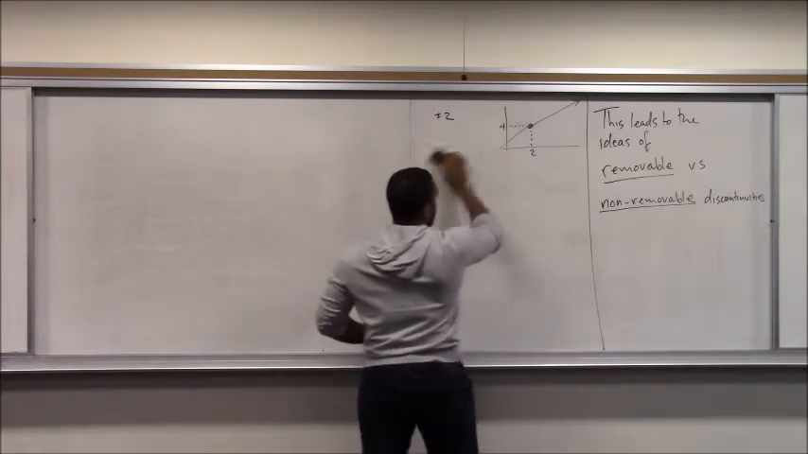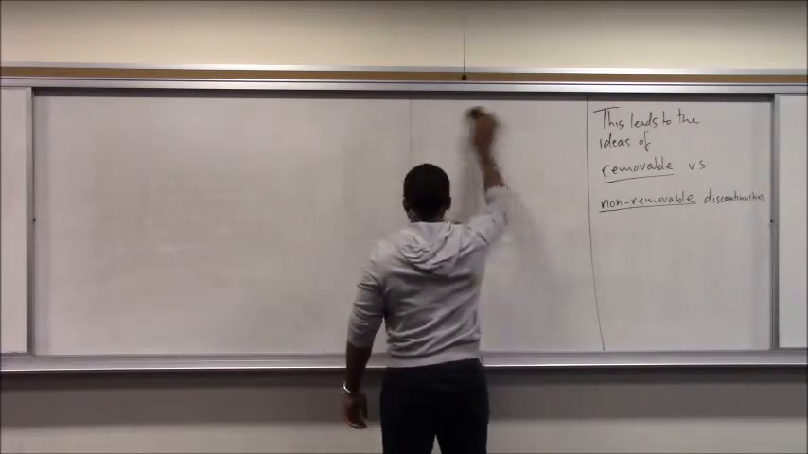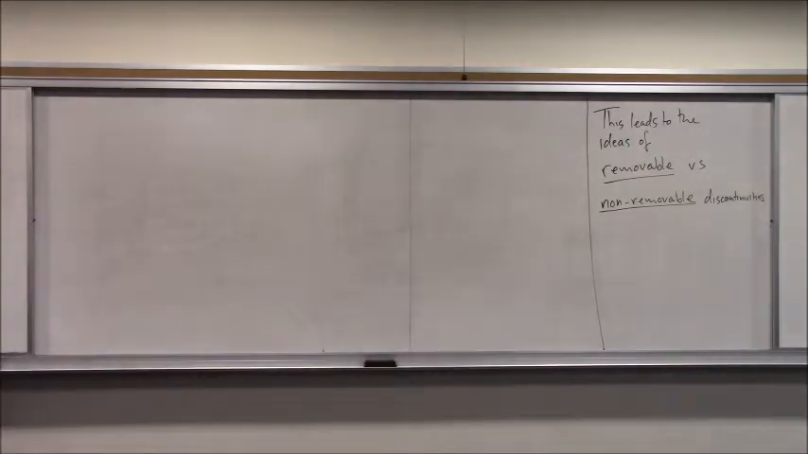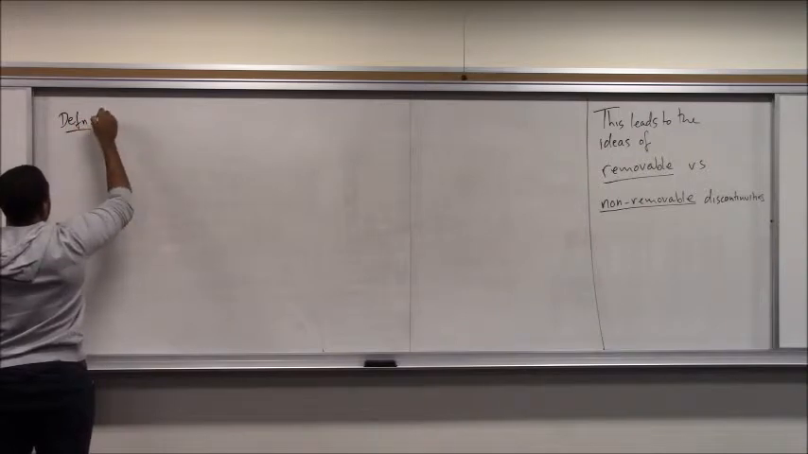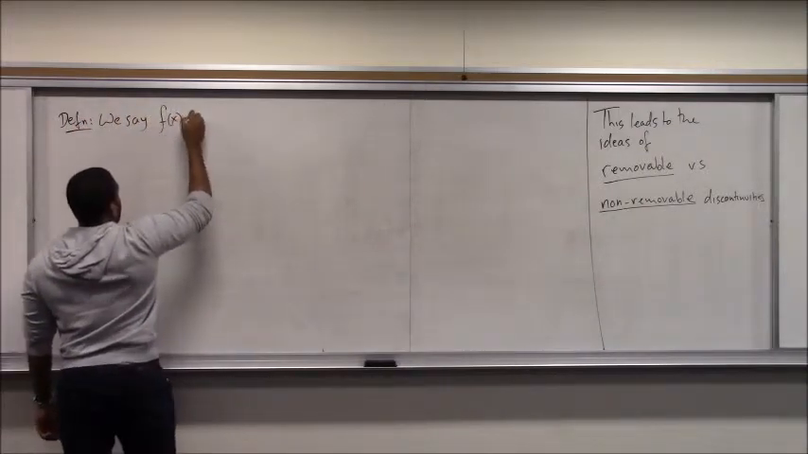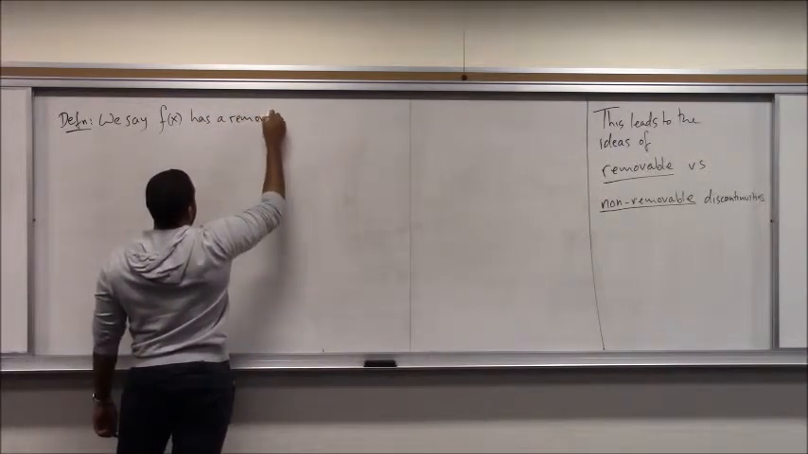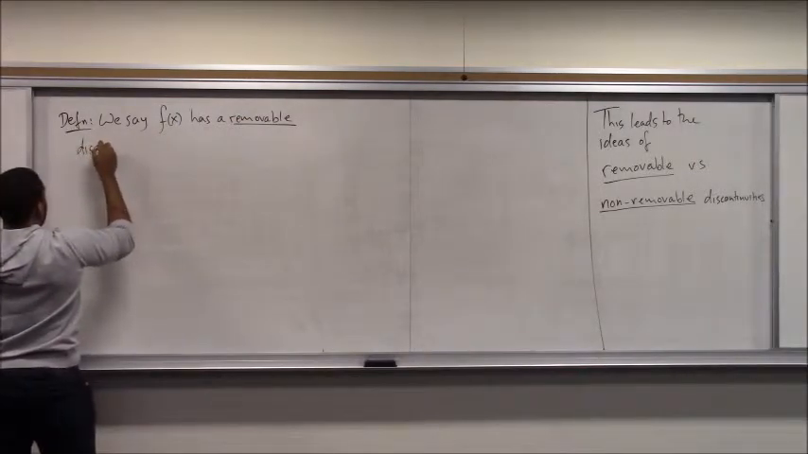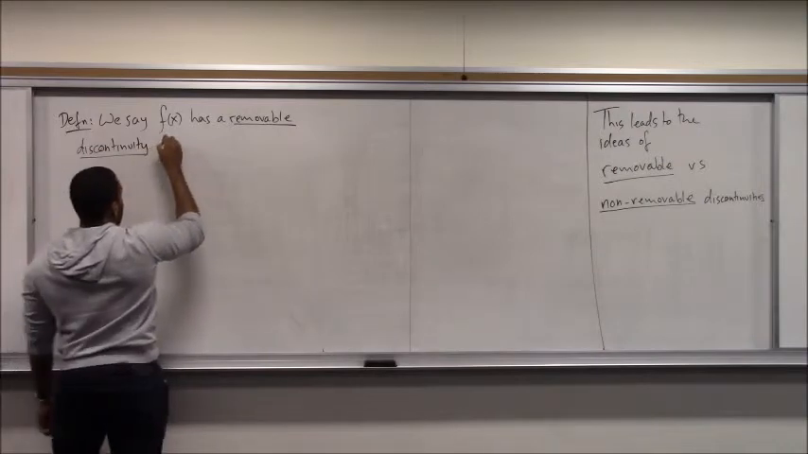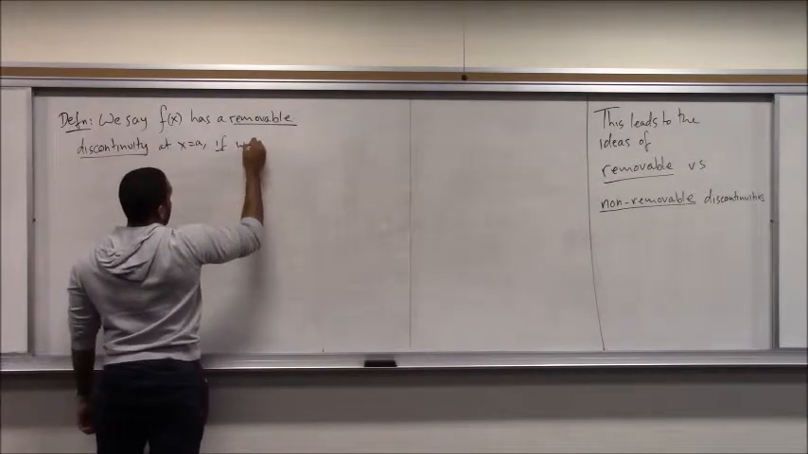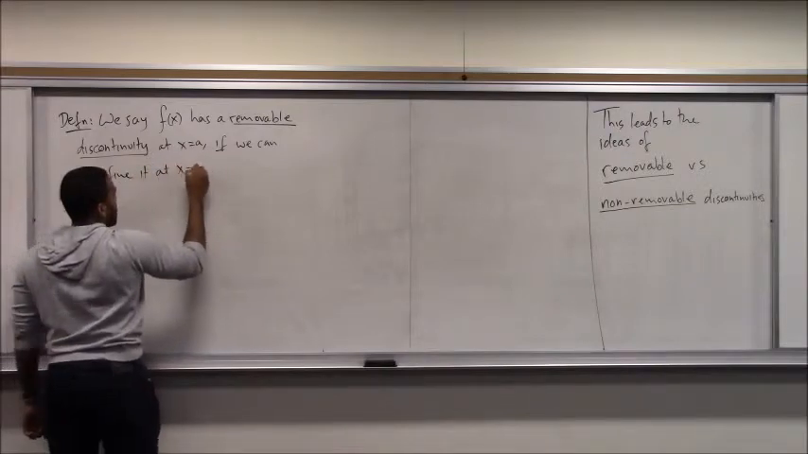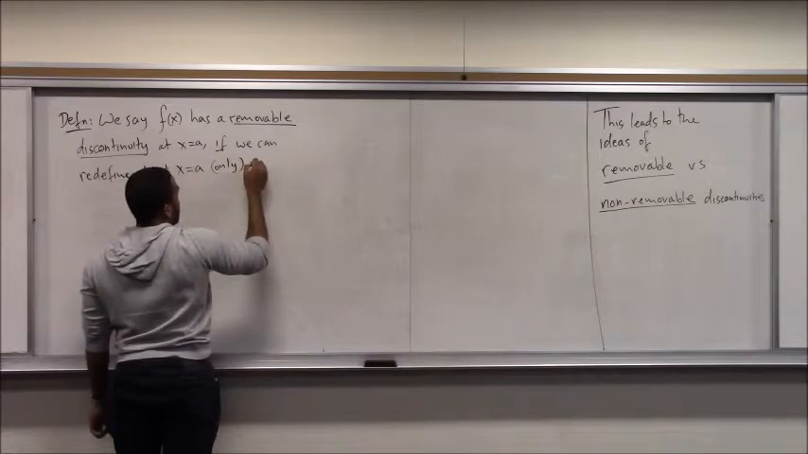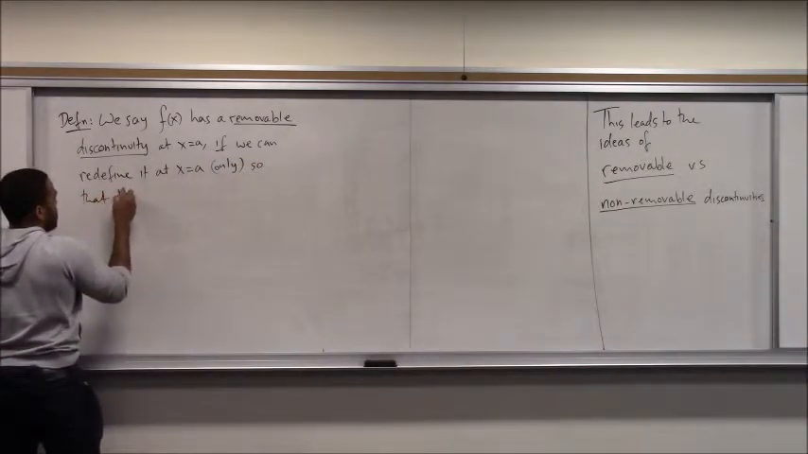We say a discontinuity is removable if we can do something like this. We can fix it without really changing what the function is doing. Right? We can maintain the spirit of the function, but fix the bad points. We say f of x has a removable discontinuity at x equals a if we can redefine it at a so that it becomes continuous.